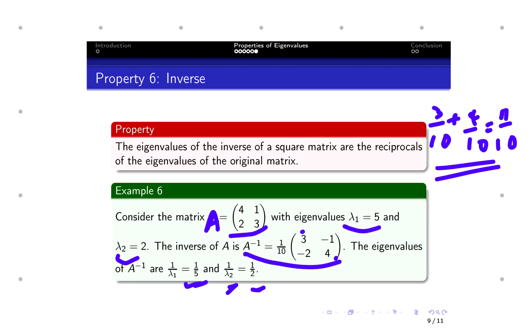So you have 1 over 5 plus 1 over 2. So LCM again is 10. 5 in 10 is 2, 2 times 1, 2. Plus 2 in 10, 5, 5 times 1, 5. And that is also 7 over 10. So that means that these values are correct.